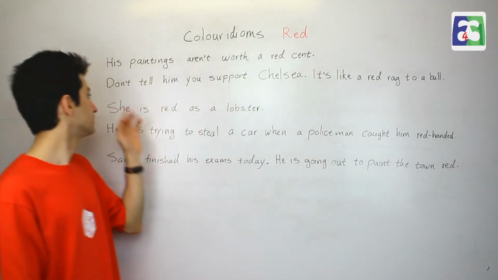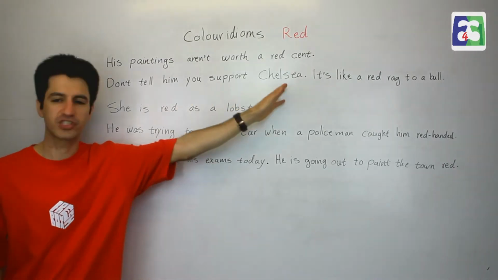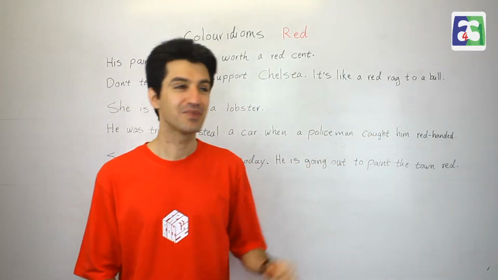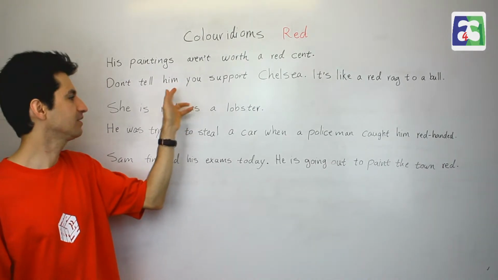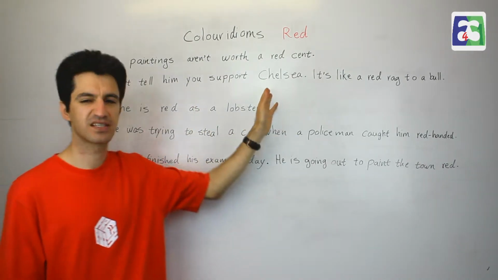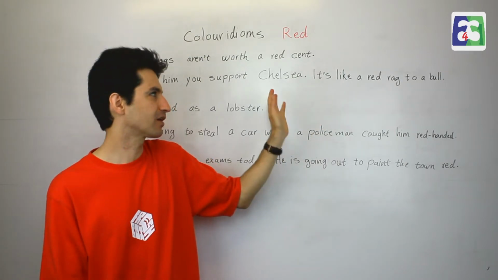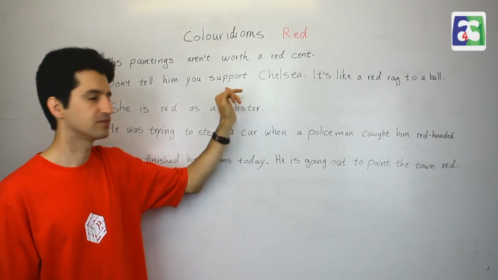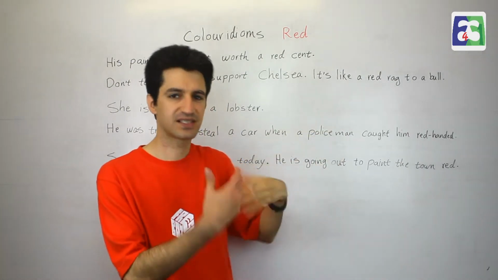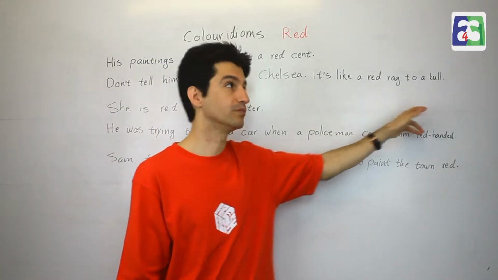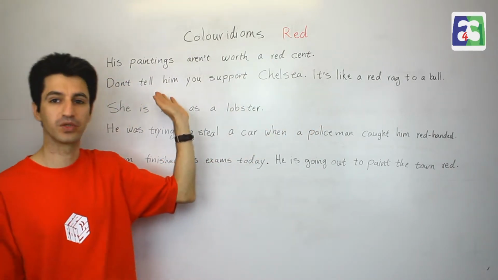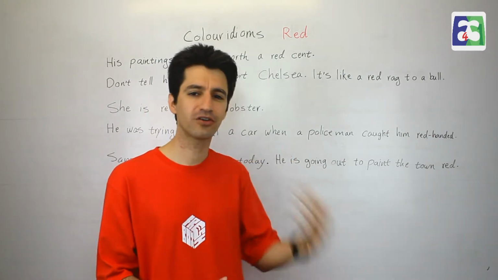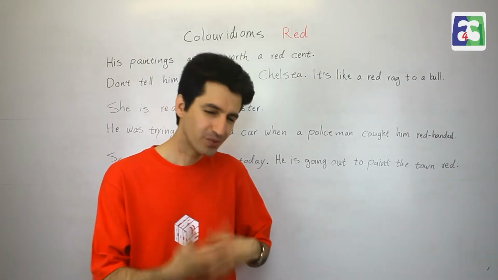And the example says, don't tell him you support Chelsea. Don't tell him that you support Chelsea. It's like a red rag to a bull, okay? Imagine we have someone, this he over here, and this person, let's say, hates Chelsea or likes the other team, okay, supports the other team. Then, if you tell him that you support this team, then that is like a red rag to a bull. Means that will wind him up, that will turn him on, and he won't leave it. He will fight and fight, and he will talk about it, and will shout, and he will just continue.